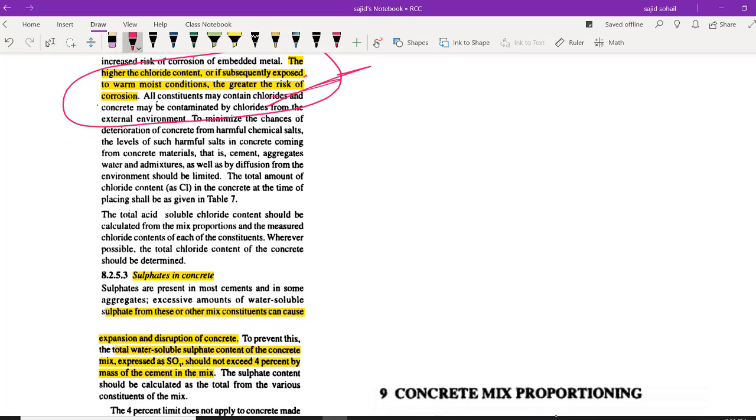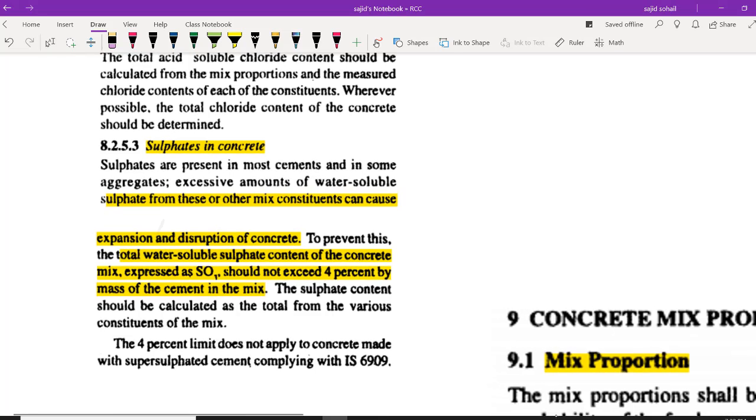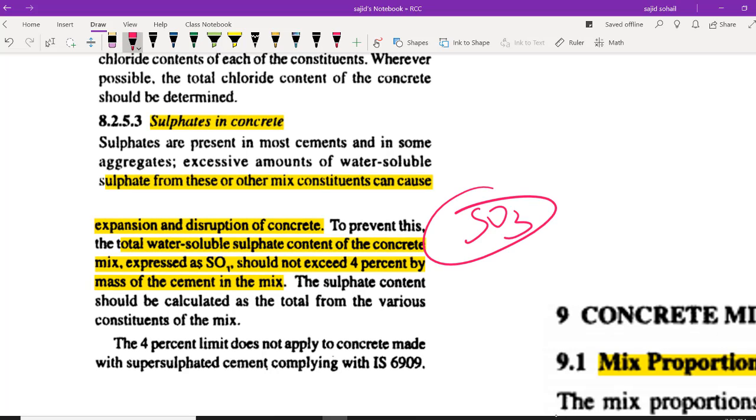Okay, and similar to that of sulfate. Sulfate is also not desirable. Sulfates are present in most cements in the form of aggregates. Excess amount of water soluble sulfates agar rahega, then obviously it will definitely cause expansion and disruption to this concrete. Because of sulfate we are having expansion in this concrete, and obviously there will be disruption. Total water soluble sulfate content of concrete mix, expressed as SO3, should not be greater than 4% by mass of our cement in our mix.